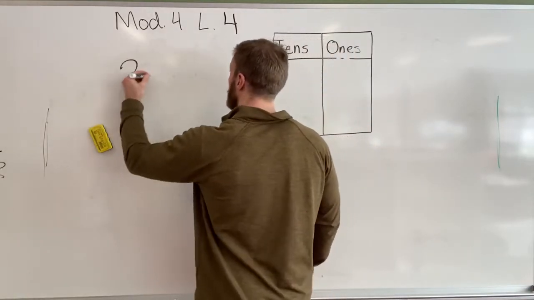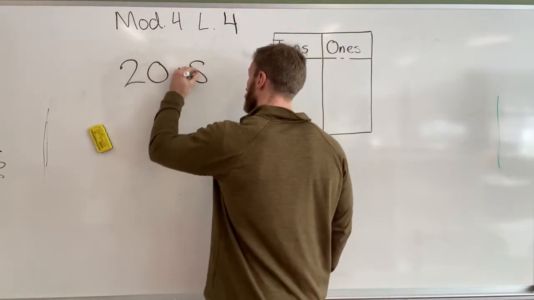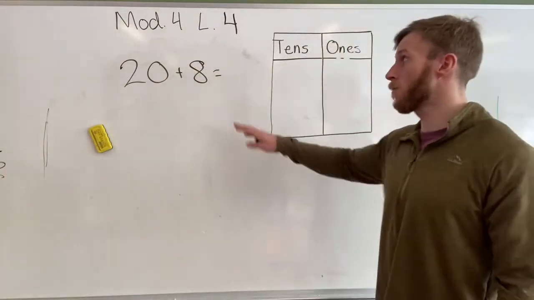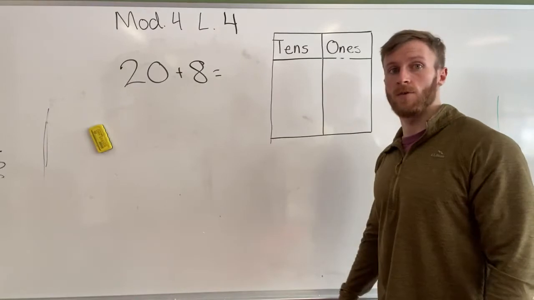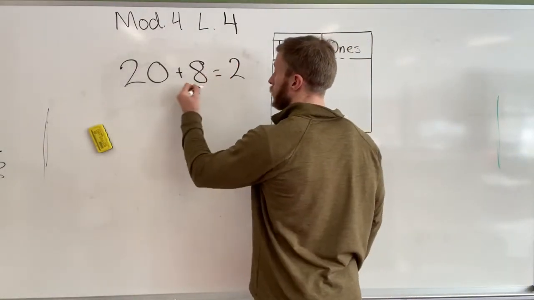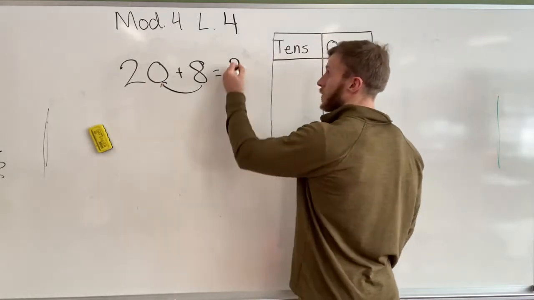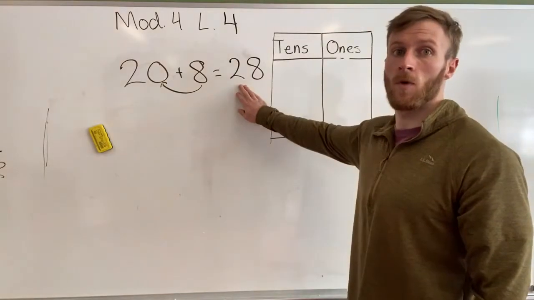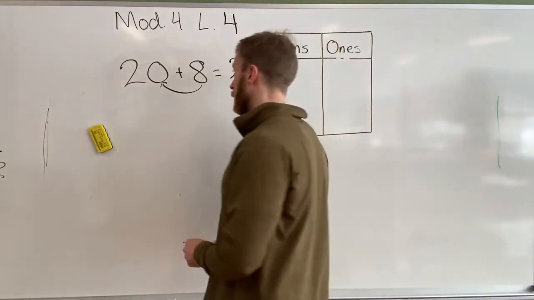All right, 20 plus 8. 20 plus 8. Hide that 0. Put this number in where that 0 is. Keeping the 2, we're moving the 8 to where the 0 was. So instead of writing a 0, I write an 8, and our answer is 28. Okie dokie.